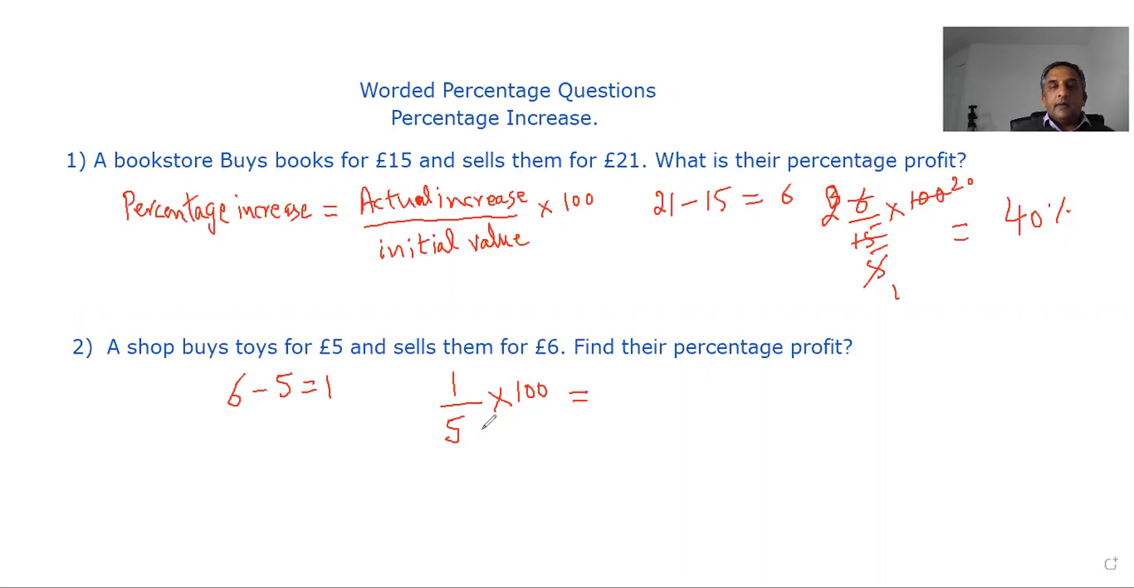So now we can work them out. 5 times 1 is 5, and 5 times 20 is 100. So what was the increase? 20. So 20% was their profit. 20% was their increase, and this will be our answer for this question. And the answer for question number 1 is 40% increase.